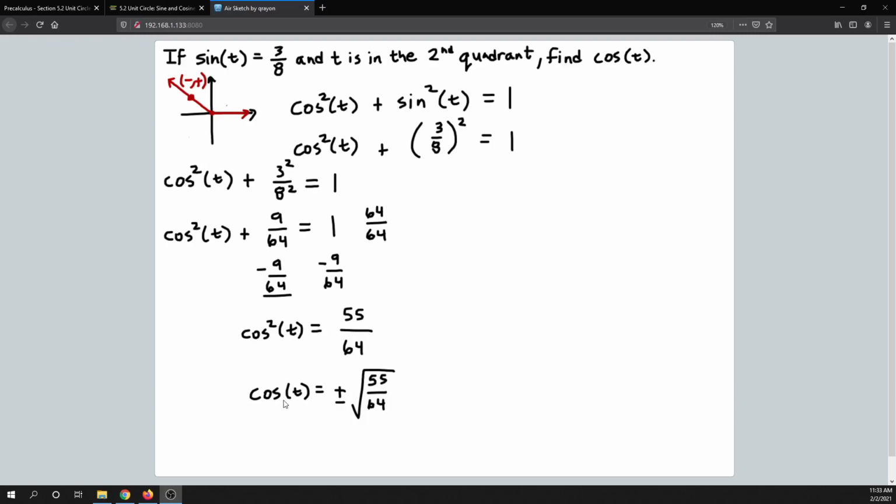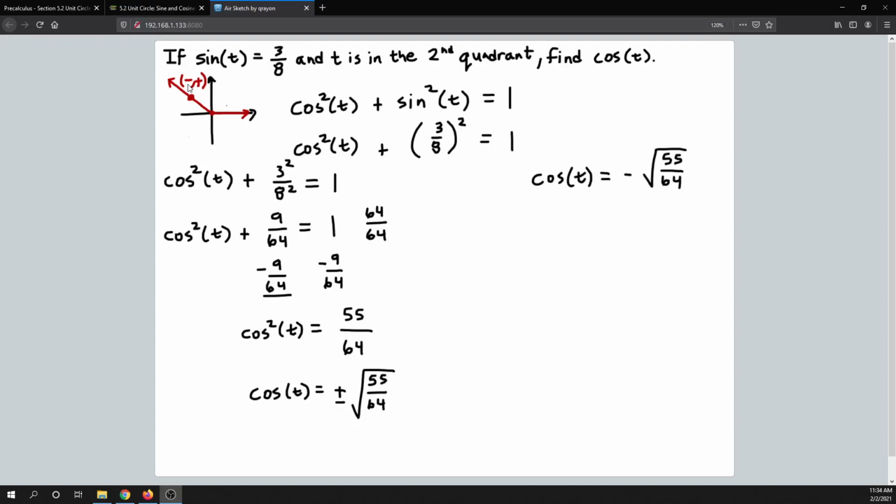All right, so now I've solved for cosine t. The only thing I have left to do is to pick which one I'm going to use, either the plus or the minus. We've already hashed that out back up here. We know that we are after the cosine, and we already worked out that if this is a second quadrant angle, then the cosine has to be negative. The cosine would be the first coordinate of this point, which is negative. So based on that analysis that we did before, we know that cosine of t is equal to negative square root of 55/64.